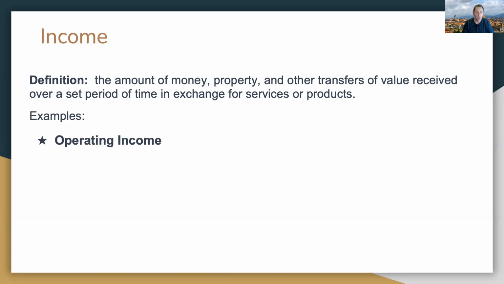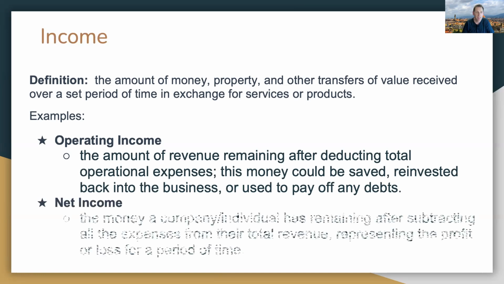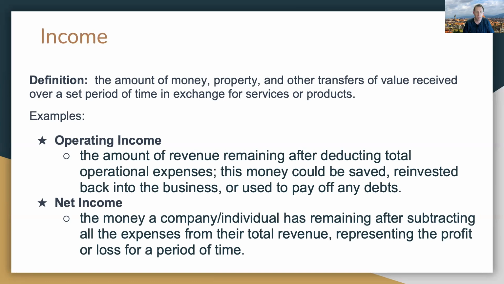Some examples include your operating income. This is the amount of revenue remaining after deducting total operational expenses. This money could be saved, it could be reinvested back into the business, or it could be used to pay off any debts. Next is net income. This is the money a company or an individual has remaining after subtracting all of the expenses from their total revenue, representing the profit or loss over a period of time.